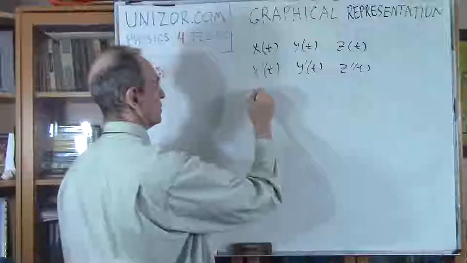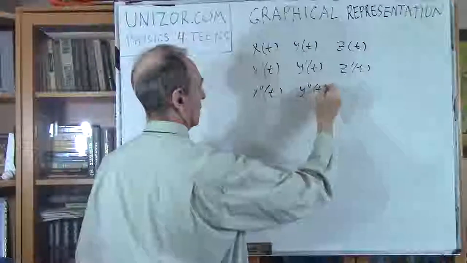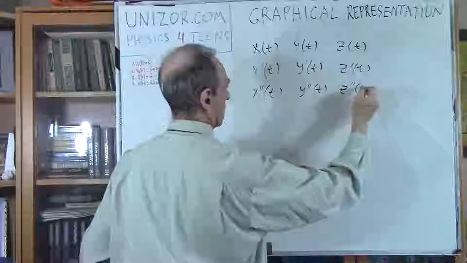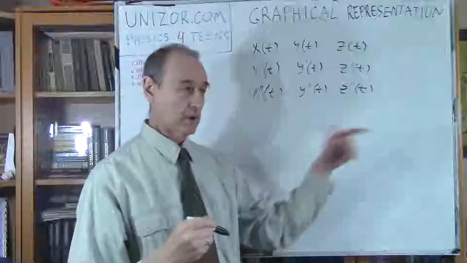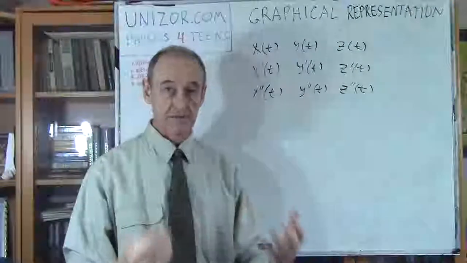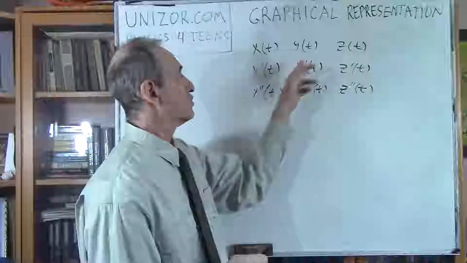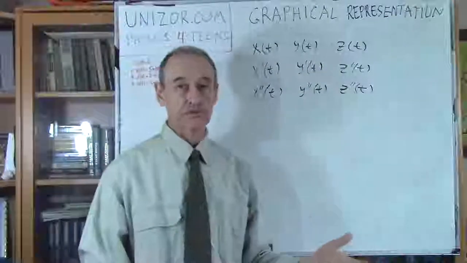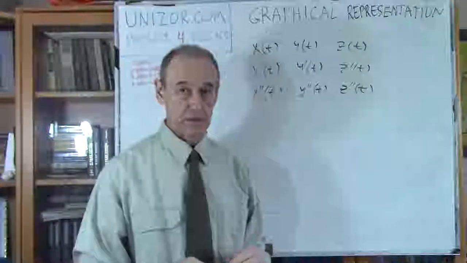And the second derivative, which is acceleration along each of the axes. Again, together it becomes a vector of acceleration. So we have three vectors. Each vector is a function of time. Now, I would like to graphically represent something.